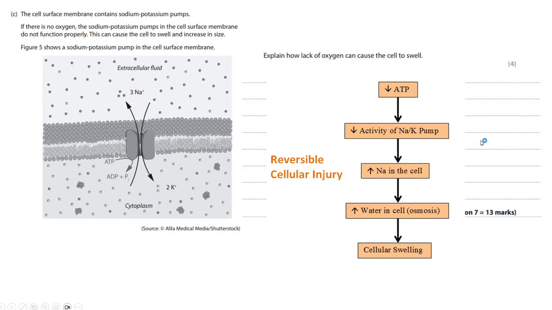Question C. The cell surface membrane contains sodium-potassium pumps. If there is no oxygen, the sodium-potassium pumps in the cell surface membrane do not function properly. This can cause the cell to swell and increase in size. Figure 5 shows a sodium-potassium pump in the cell surface membrane. Explain how lack of oxygen can cause the cell to swell.